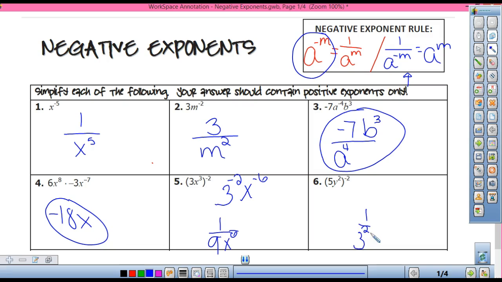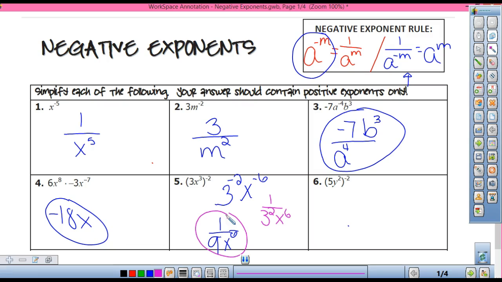And then what is 3 to the 2nd? Yeah, so we skipped kind of a step here. If I were to rewrite this, it would be 1 over 3 to the 2nd, x to the 6th. What do we get when we take 3 to the 2nd? 9. So that's where this 1/9 x to the 6th came from. Does that make better sense?